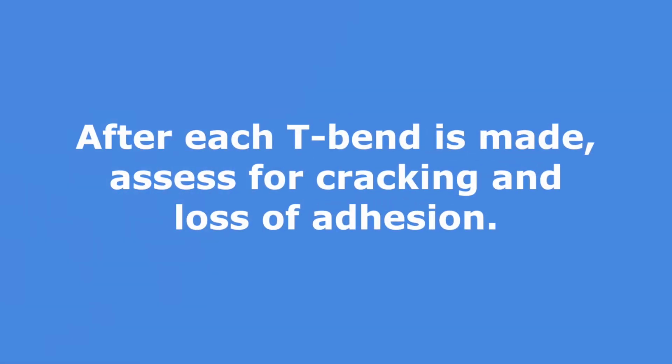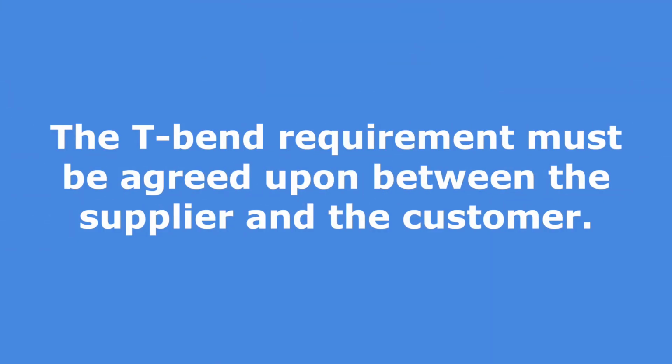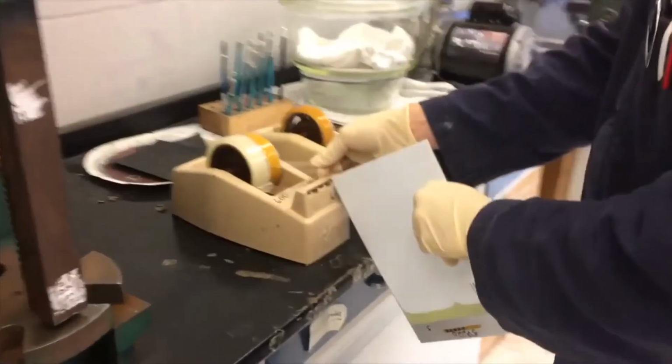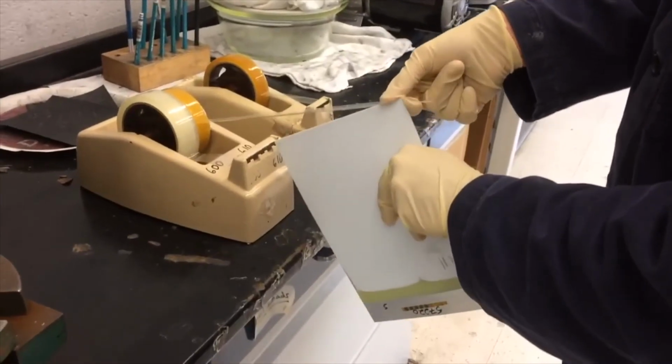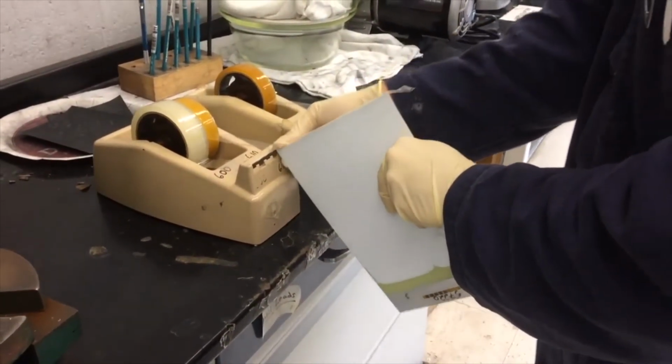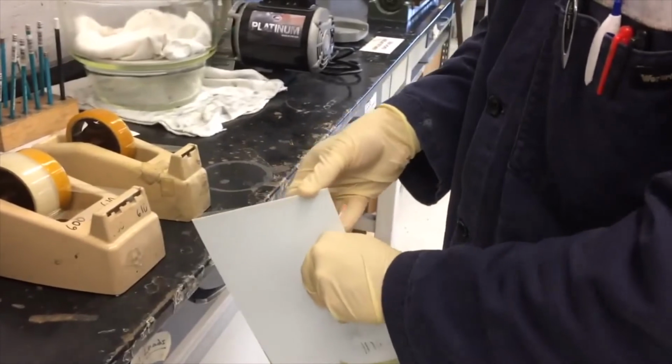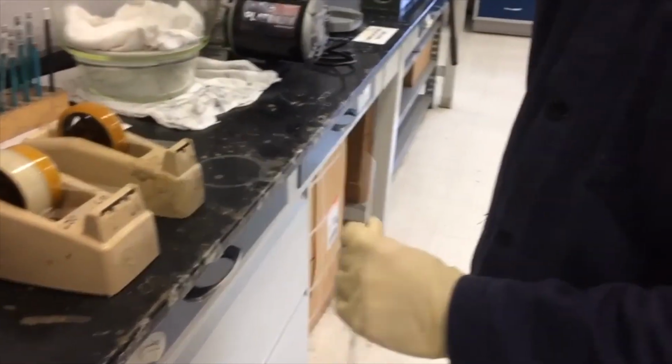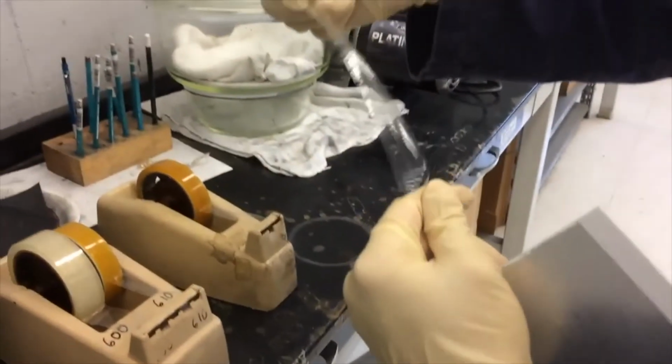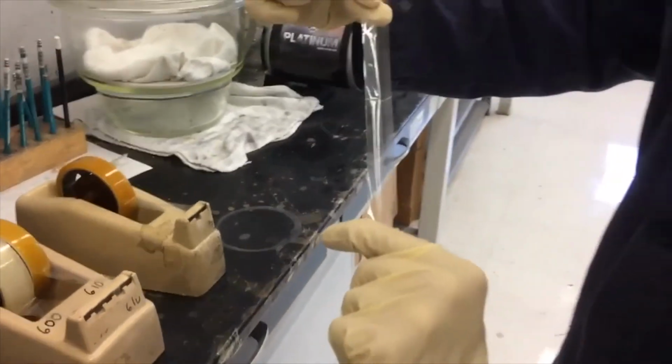After each bend is made, it is common to assess the performance of the coating at each T-bend for cracking and loss of adhesion. The degree of cracking may be observed visually or with the aid of magnification. The T-bend requirement, and whether cracking or adhesion loss is allowed, must be agreed upon between the supplier and the customer. Loss of adhesion, commonly called pick-off in the industry, is assessed by applying pressure-sensitive tape to the bend and then rapidly pulling the tape from the bend. The tape is then inspected for the degree of pick-off.